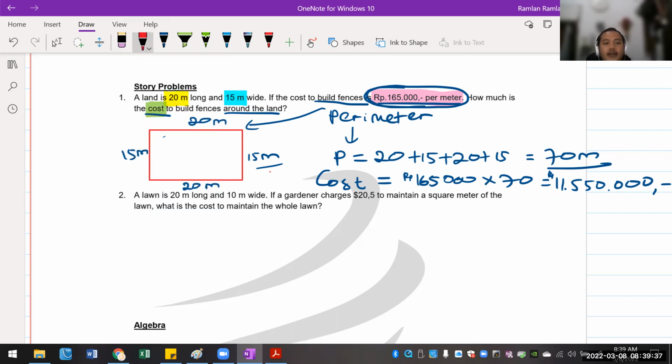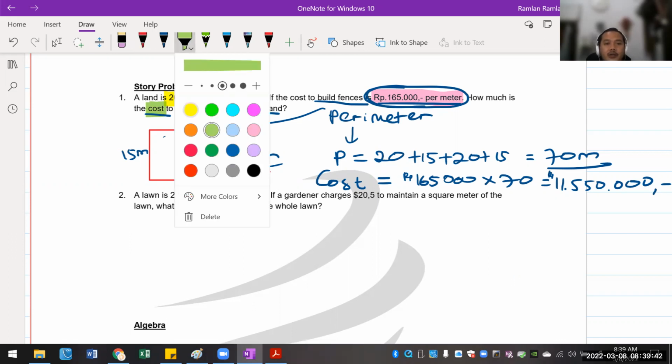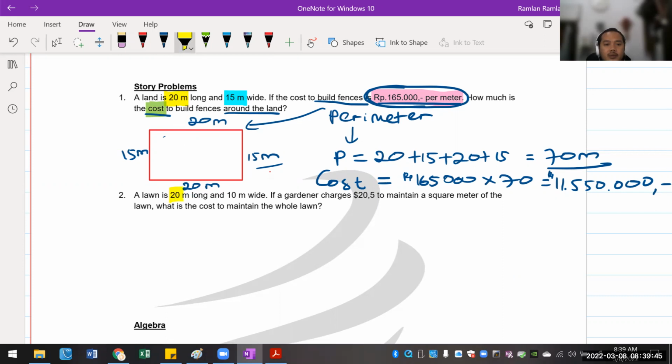Okay, number 2. A lawn is 20 meter long and 10 meter wide. Again, I'm going to highlight some information in here, maybe 20-meter long and 10-meter wide. If a gardener charges 20 point, sorry, it should be a point, not a comma, my bad, $20.5 to maintain a square meter of the lawn, what is the cost to maintain the whole lawn? So again, we need to read the question carefully and try to find what that is.